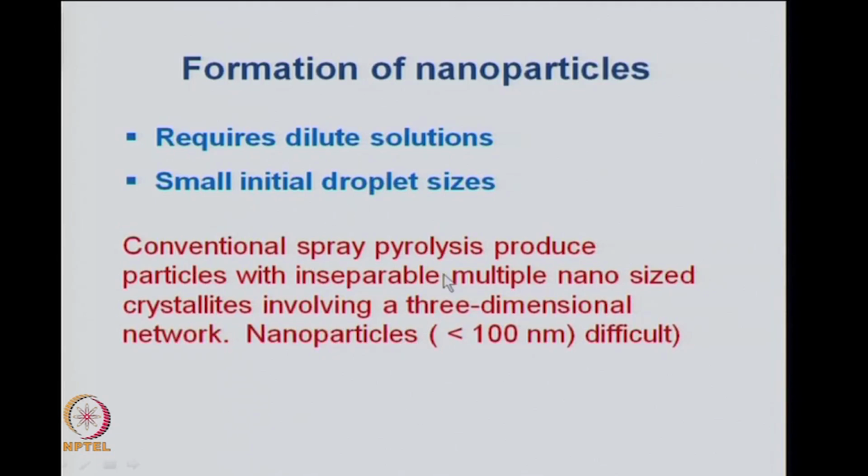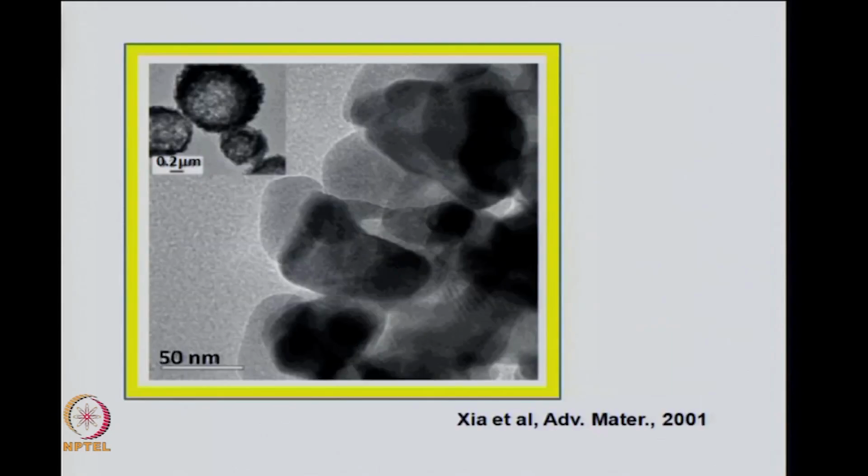Conventional spray pyrolysis, what we discussed just now, produces particles with a large number of connected nanoparticles and crystallites, and they are always aggregated, and they give you sizes much bigger than 100 nanometers. So, less than 100 nanometers is difficult in the conventional spray pyrolysis method, but we want to make nanoparticles using the spray pyrolysis method. So, what can one do?